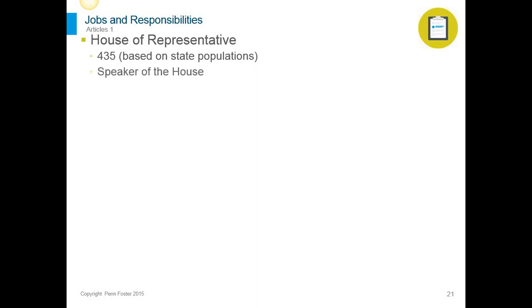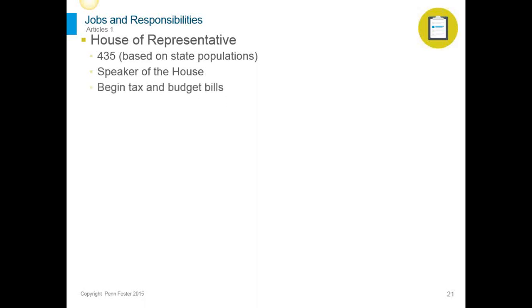The main leader of the House of Representatives is the Speaker of the House. The Speaker is voted for by the majority within the House. Because the Republicans have the majority right now, the Speaker is also a Republican, named Paul Ryan from Wisconsin. The Speaker is the most powerful member of the United States House of Representatives and sets the agenda within the House.